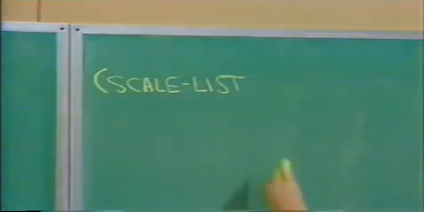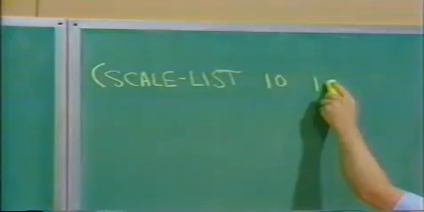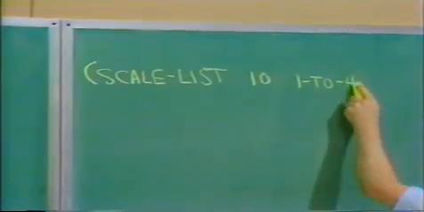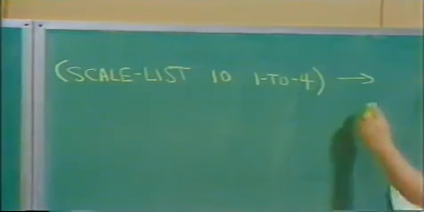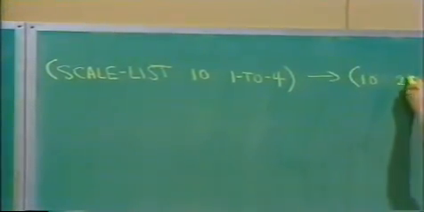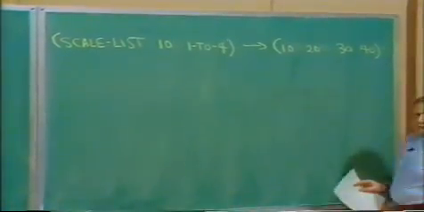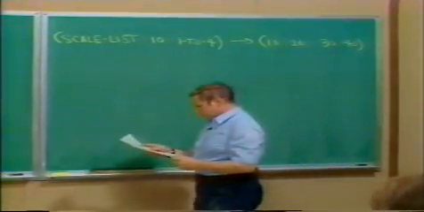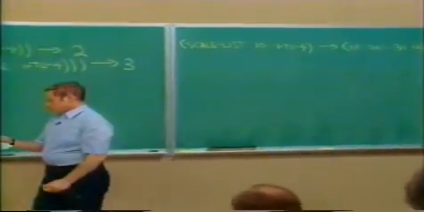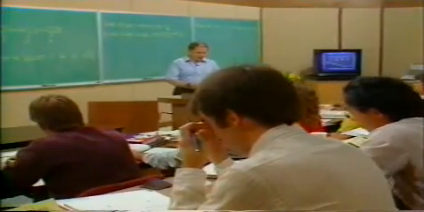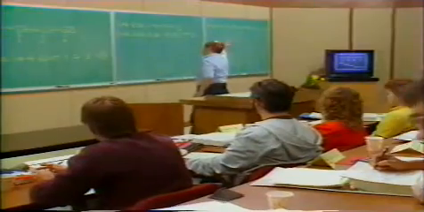And scale list, I might say, I want to scale by 10 the entire list 1 to 4. And that would return for me the list 10, 20, 30, 40. Right, so it returns a list. And well, you can see that there's going to be some kind of recursive strategy for doing that. How would I actually write that procedure?